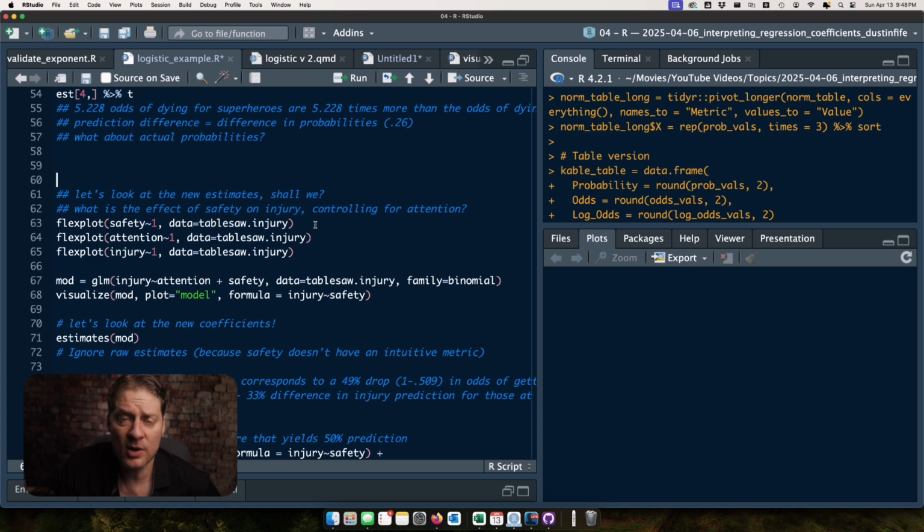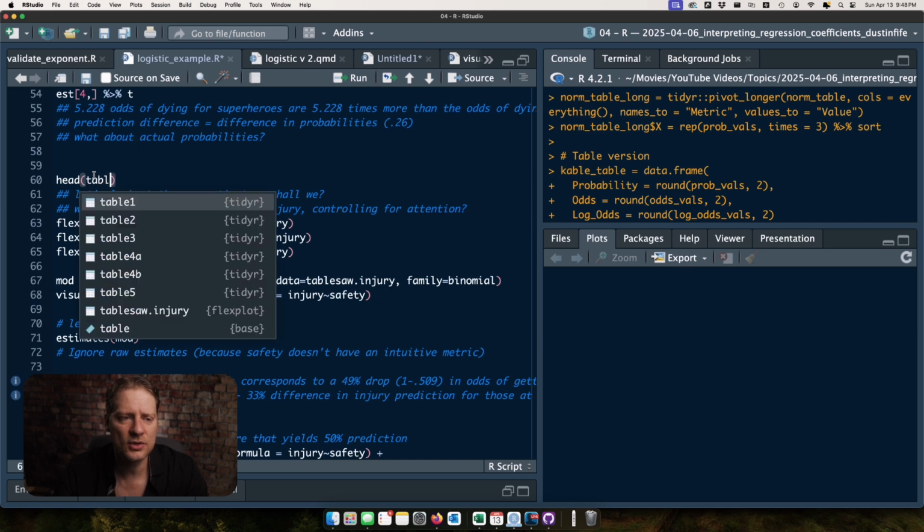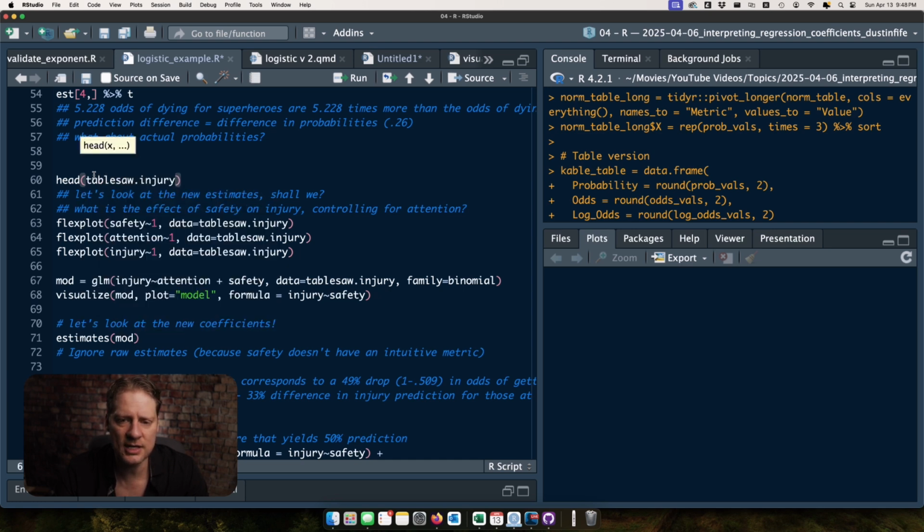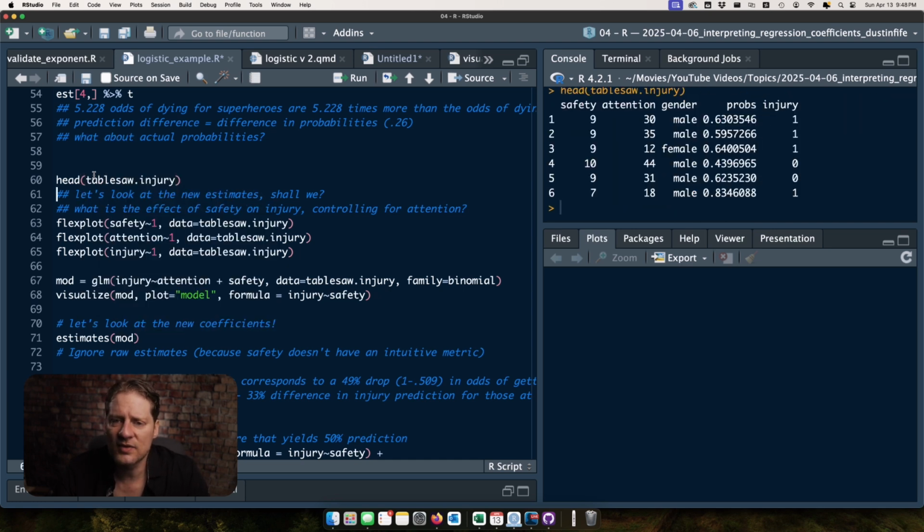So what we want to look at is this data set called tablesaw.injury, which is part of the flexplot package. If you want to look at that, you can go ahead and type it in. We've got safety scores, attention scores, gender, and whether they have been injured. For the purposes of this data set, an injury means any sort of accident that requires a hospitalization of some sort. Obviously, I've had one. But let's see what happens to other people.